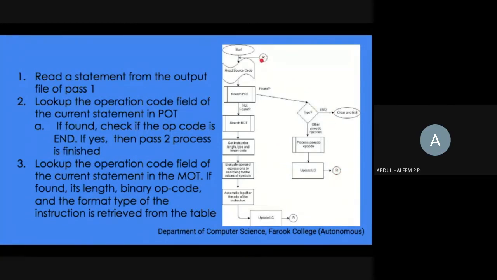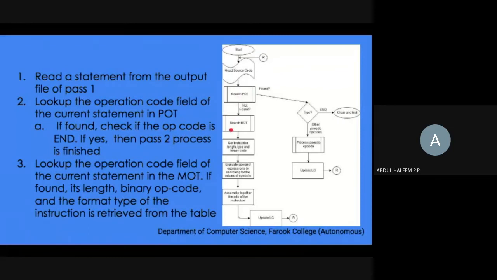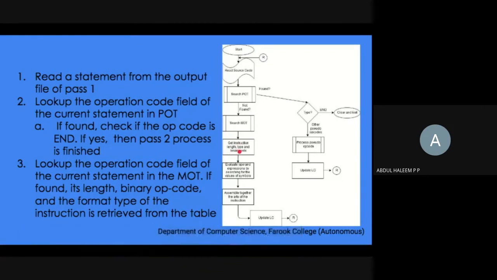Suppose it is not a pseudo opcode. In that case, the given opcode will be searched in the MOT. If an entry is found in the MOT, then the details from the MOT will be retrieved. Length, type, and the binary code of the machine opcode will be retrieved, and this retrieved information will be used for the machine opcode.